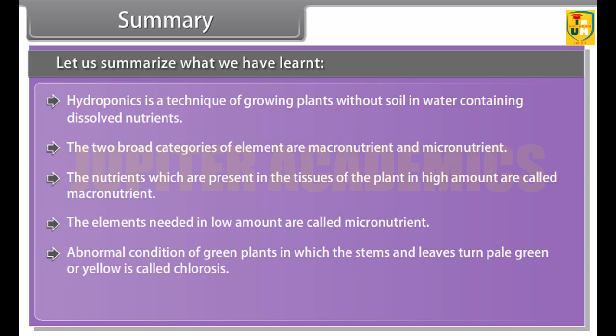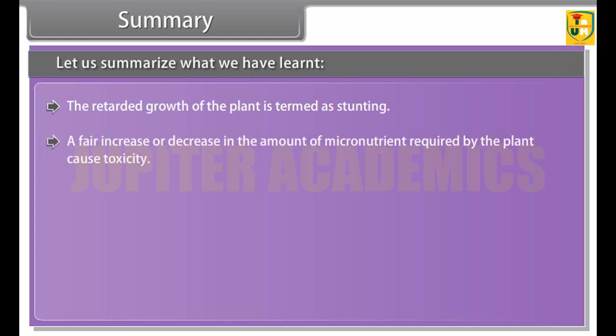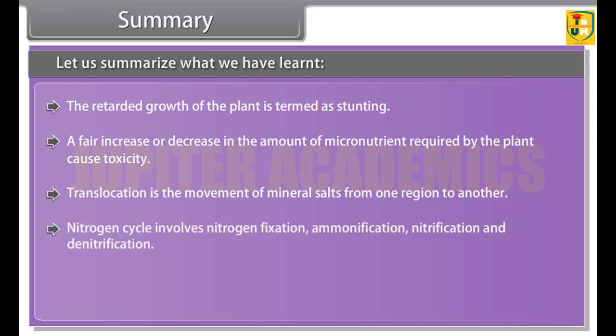Abnormal condition of green plants in which the stems and leaves turn pale green or yellow is called chlorosis. The localized death of tissue of leaves is called necrosis. The retarded growth of the plant is termed stunting. A fair increase or decrease in the amount of micronutrient required by the plant causes toxicity. Translocation is the movement of mineral salts from one region to another. The nitrogen cycle involves nitrogen fixation, ammonification, nitrification and denitrification.